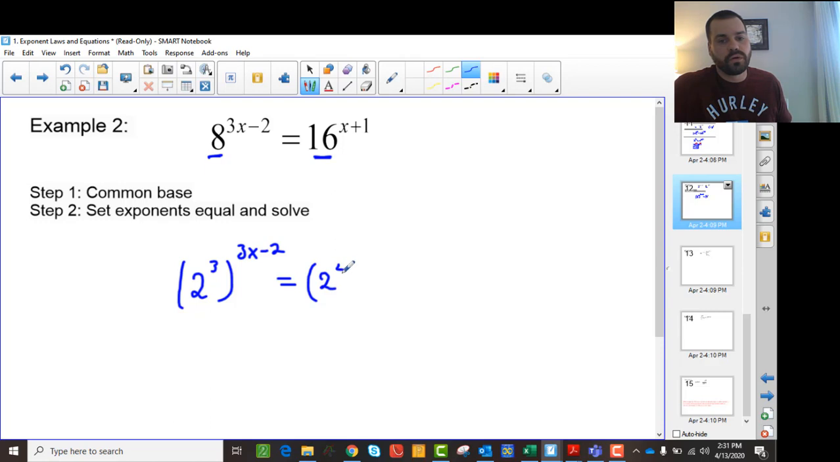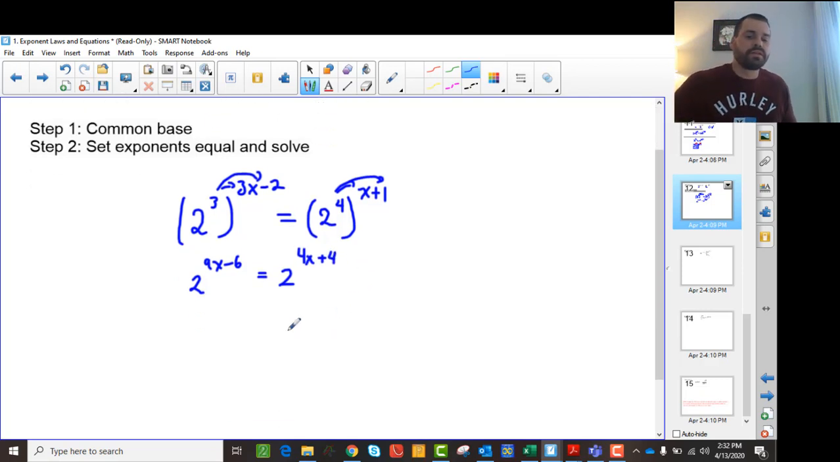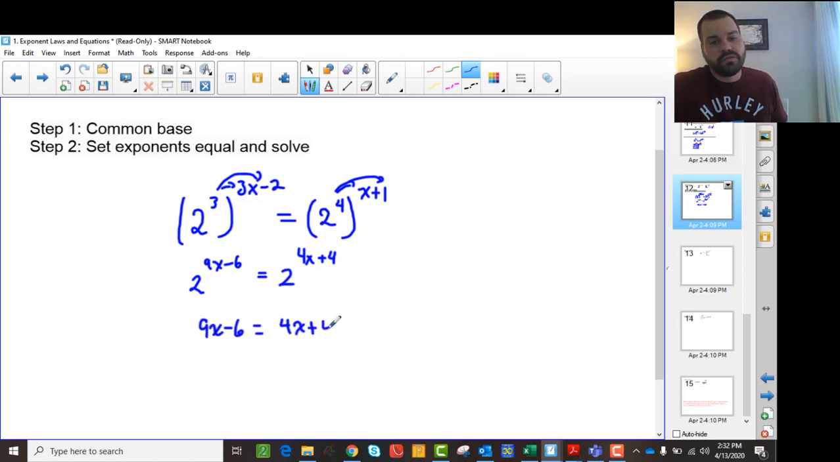So we're going to go 2 to the 4 to the x plus 1. So then we're going to multiply. So we're going to get 2 to the 9x minus 6. You're just going to multiply both of these by 3. Okay, and you're going to multiply both of these by 4. So we're going to get 2 to the 4x plus 4. And then I'm going to set the exponents equal. So that means 9x minus 6 is going to be equal to 4x plus 4.